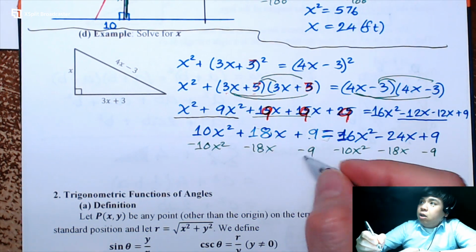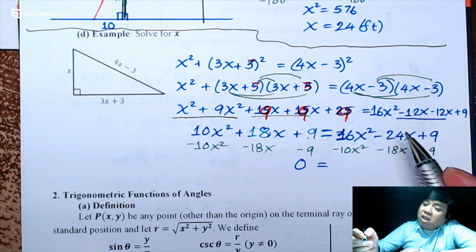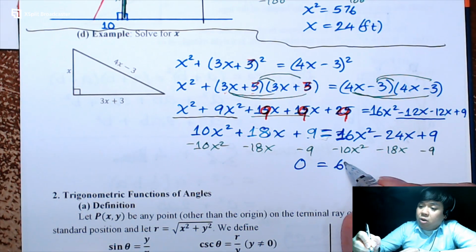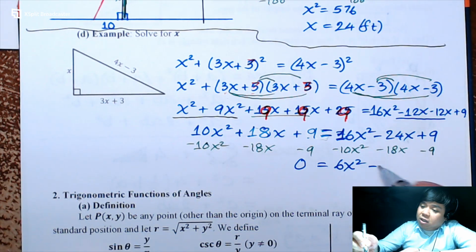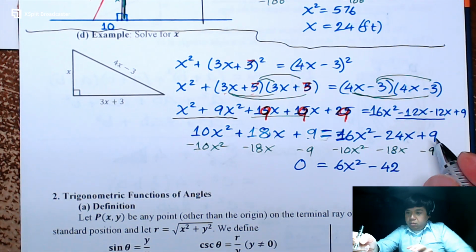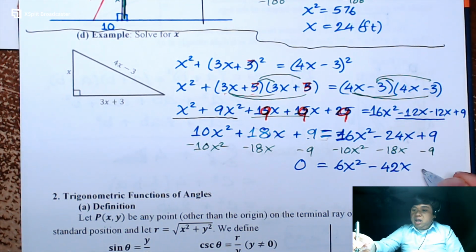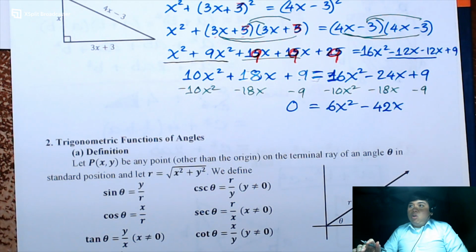Okay, so everything here is 0, and we have 16 minus 10, 6x squared minus that, that is 42. 9 cancel out, so 6x squared minus 42x. Now we just solve for x.